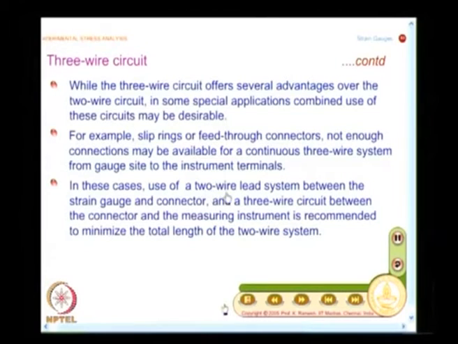So, what is recommended is use of a 2 wire lead system between the strain gauge and connector, and a 3 wire circuit between the connector and the measuring instrument is recommended. By that, you minimize the total length of the 2 wire system. So, one example is given. The idea is, if you are unable to eliminate 2 lead wire system, at least reduce its length.